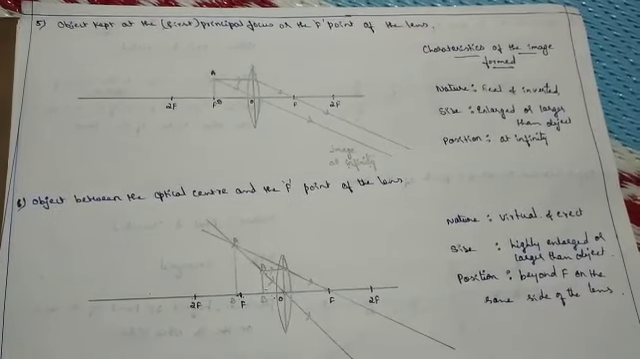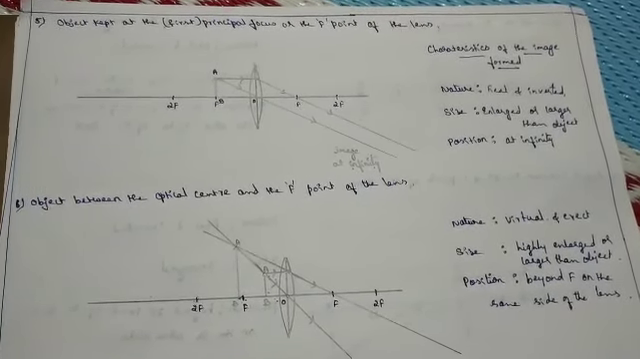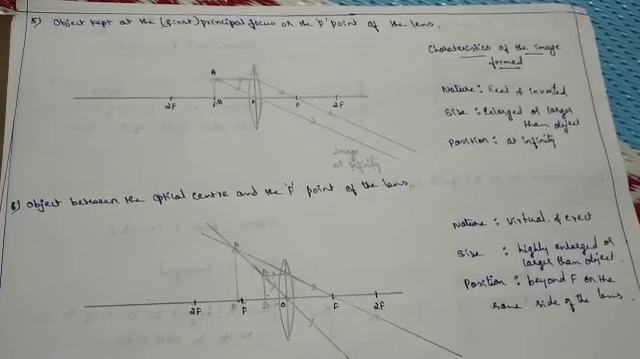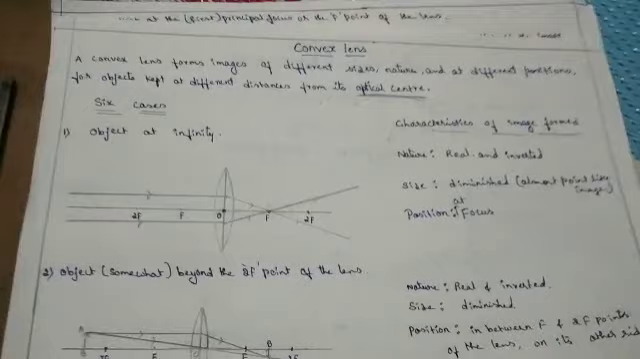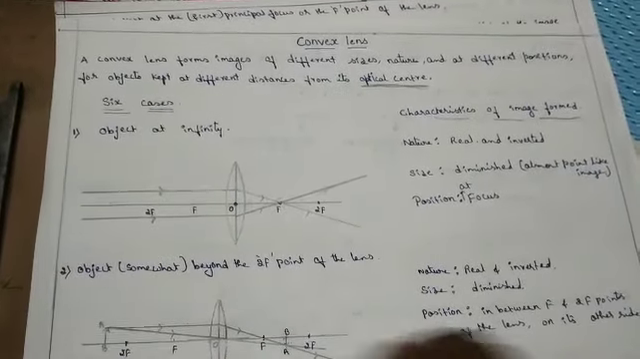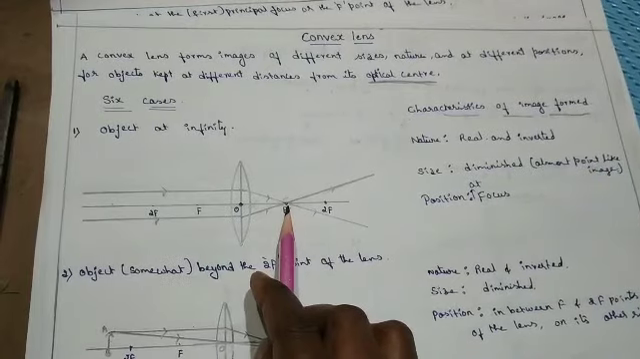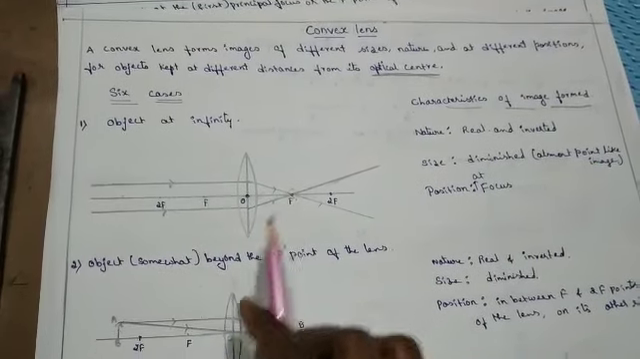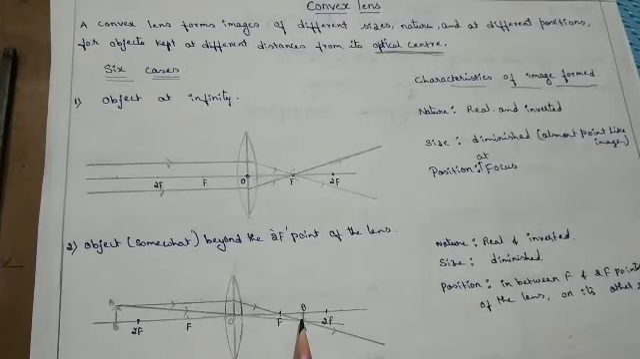So this is how the image can be told by drawing the ray diagrams. That is the characteristics of the image formed depending upon the object placed from the lens. This is all about convex lens children. So you can observe in the first case the object is placed at infinity, the image is formed at focus point. When the object is kept beyond 2F, the image is smaller.